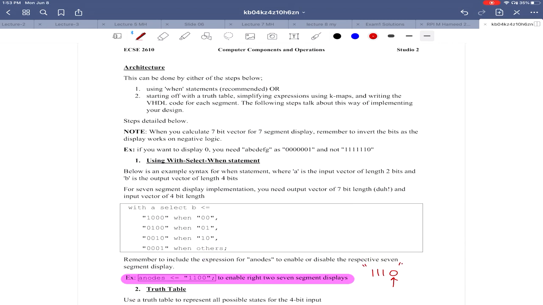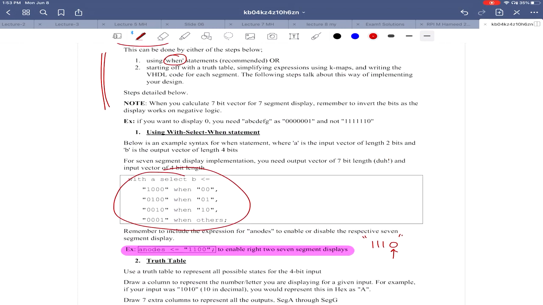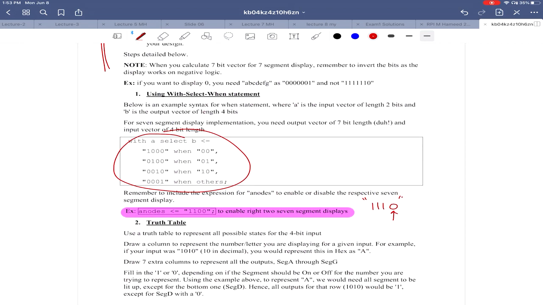All right. Next, for the architecture, I describe two things. One is an easy way that I recommend, which is to use the when statements. An example of that when statements is over here. So you would have to use something like with switches select, and B is the output here. So in your case, it would be segments.